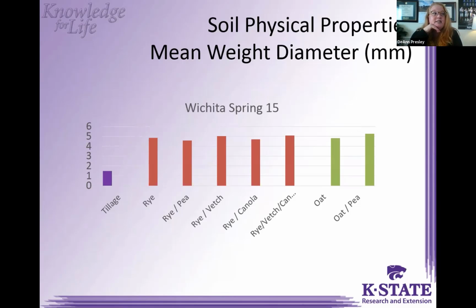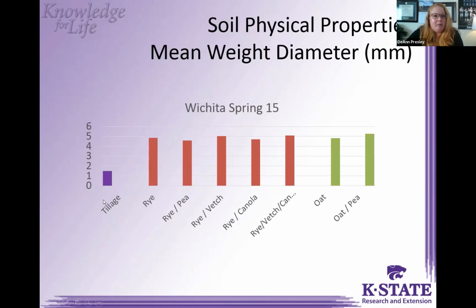So with aggregate stability, one of the things we look for is mean weight diameter. This is like your grade point average at school, right? Average out your A's, your B's, your C's. What do you get? You get your grade point average. This is in millimeters, and this says Wichita Spring 15.